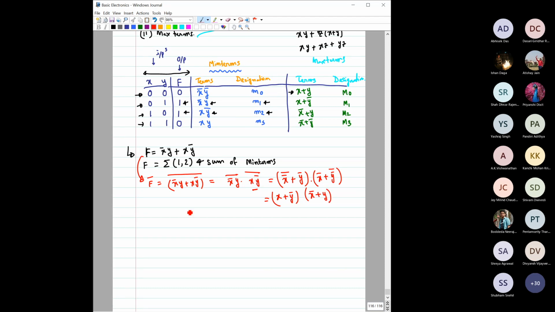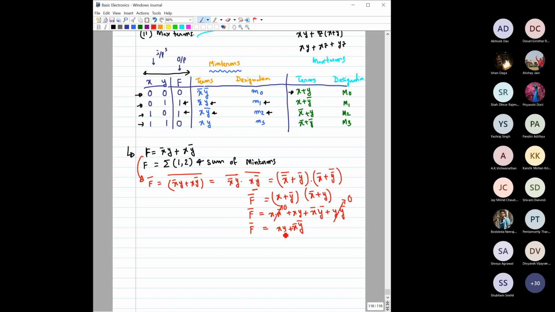Right? So you see that this f dash, the inverse of this function, can be represented in this fashion. Let us now do a quick multiplication of this term. So x dot x bar, x y, x bar y bar, y bar. You know that x dot x bar becomes 0, from the basic postulates. So this f bar can be written in this way.